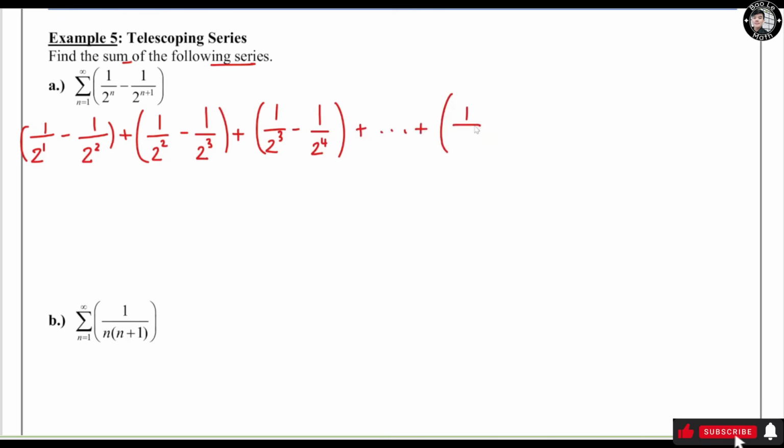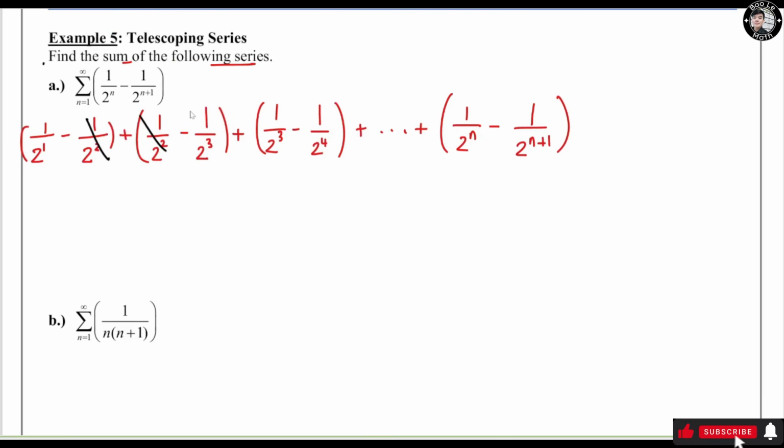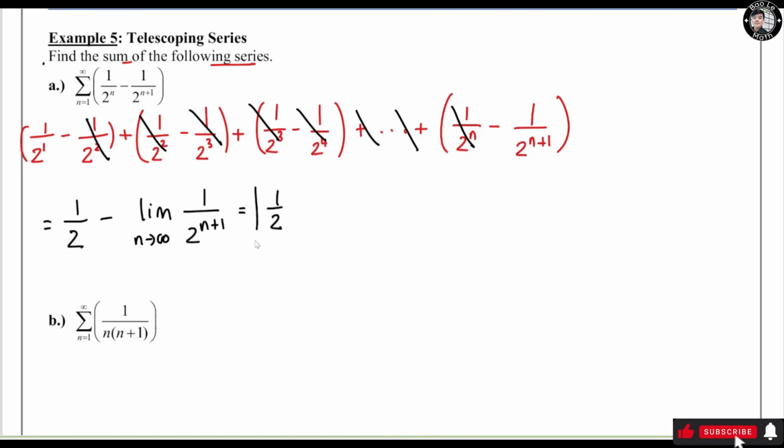Plus 1 over 2 to the n minus 1 over 2 to the n plus 1, right? This guy cancels out, this guy cancels out, this guy cancels out, this guy and the terms before it cancel out, right? So you're going to end up with the first term, 1/2, and the last term right here, and you're going to take the limit of this one when n approaches infinity, right? When n approaches infinity, this guy approaches 0, right? So the answer must be 1/2.